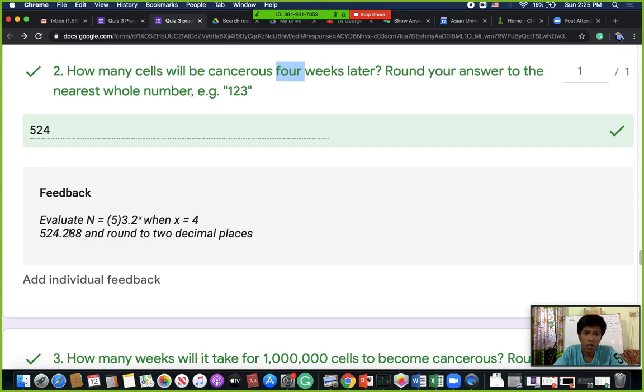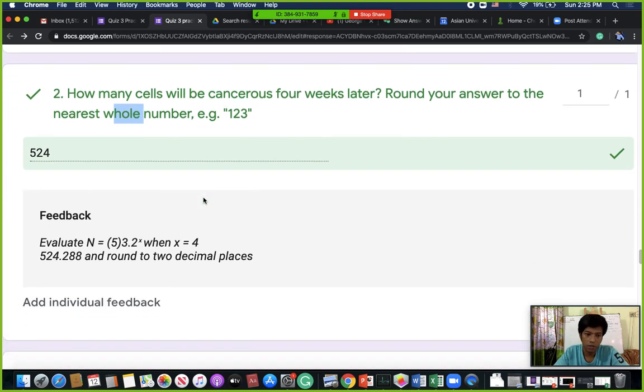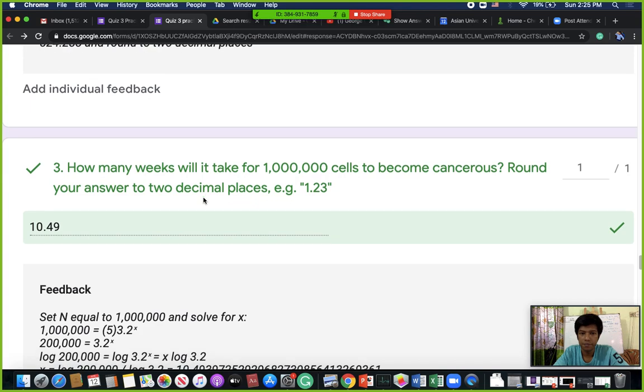Now you can say, sir, why did you not write the decimal here in the answer? Because we said make it a whole number. Make it a whole number. That's why we cannot write the decimal again.